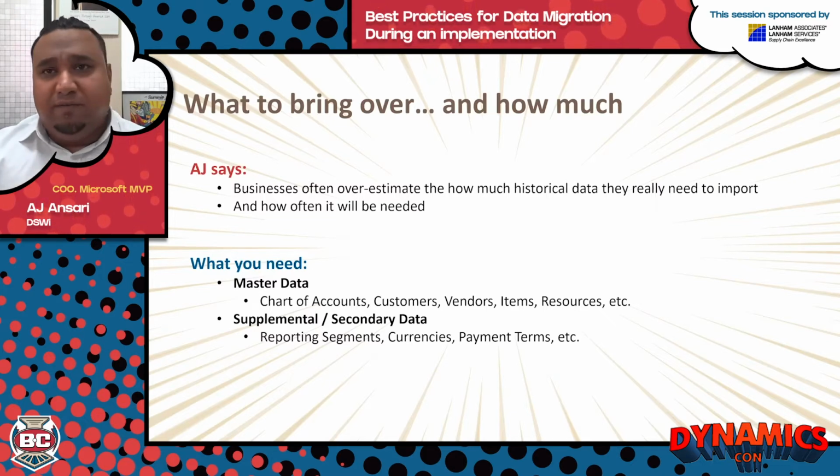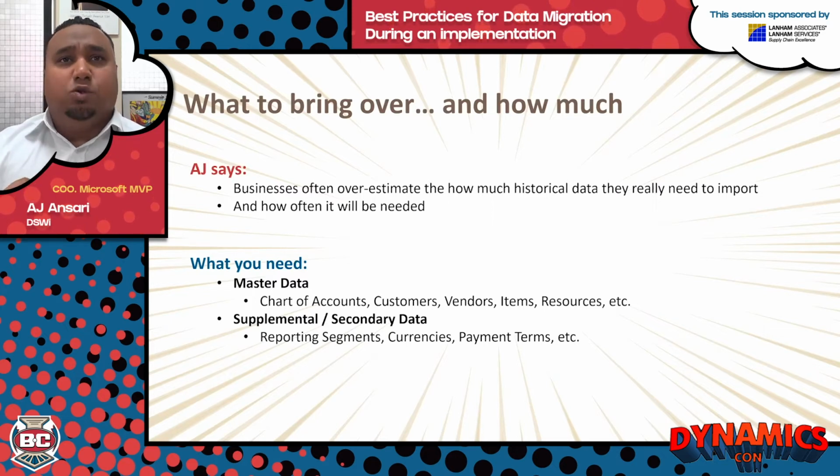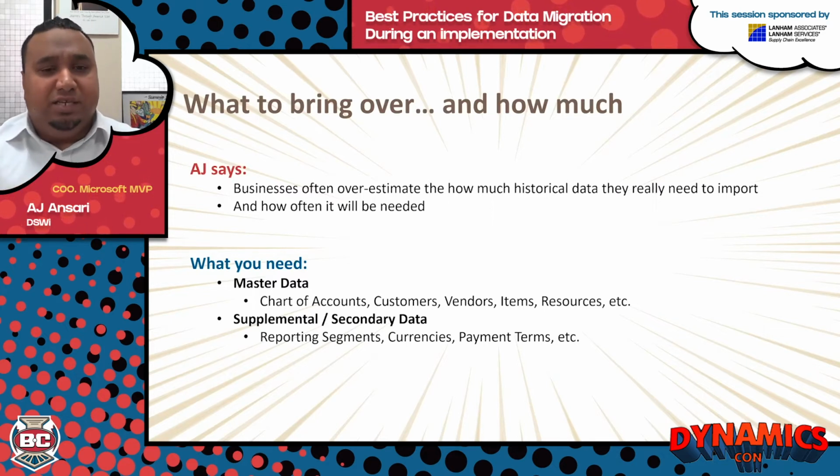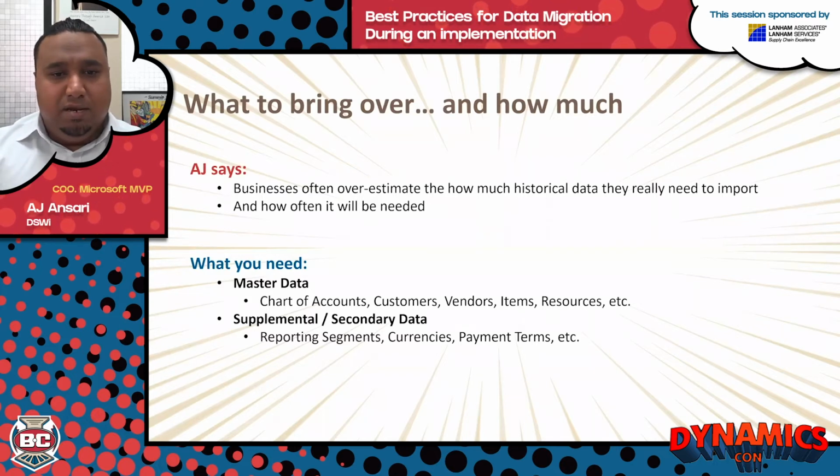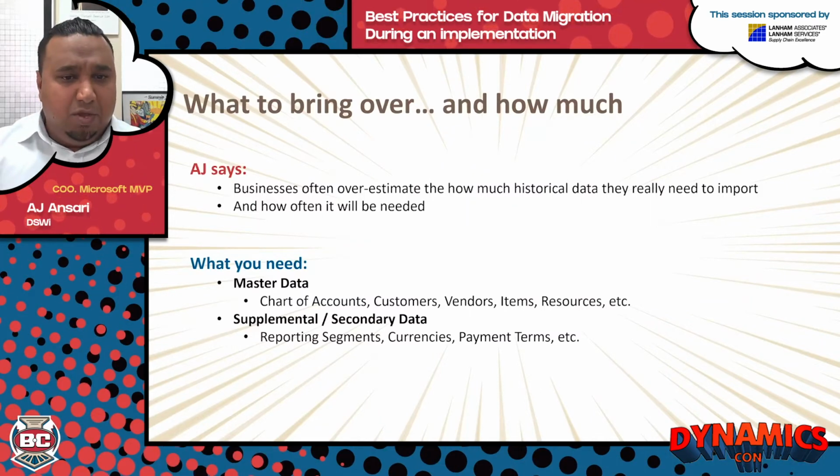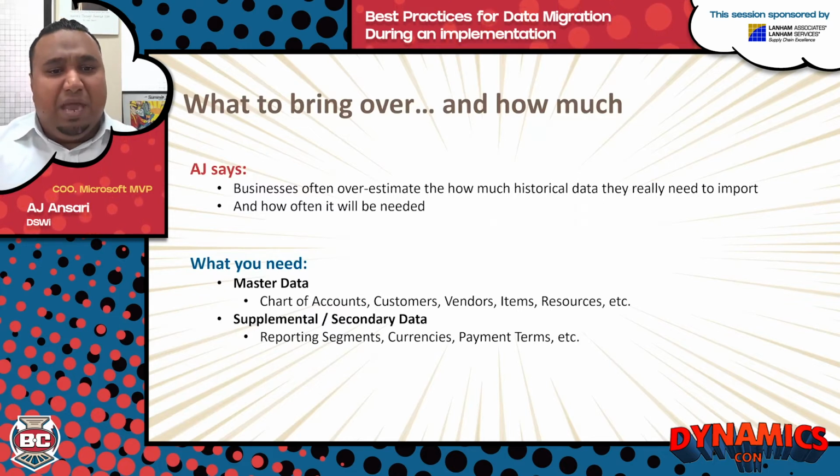Maybe you do services and you need to know your different rates, or you have items with special pricing and special discounts in your old system. You got to bring that over so that you can have those special prices apply when somebody buys in a certain quantity or between certain dates and stuff like that. So those types of things are all your secondary or supplemental data that would be beneficial to have in your new system.